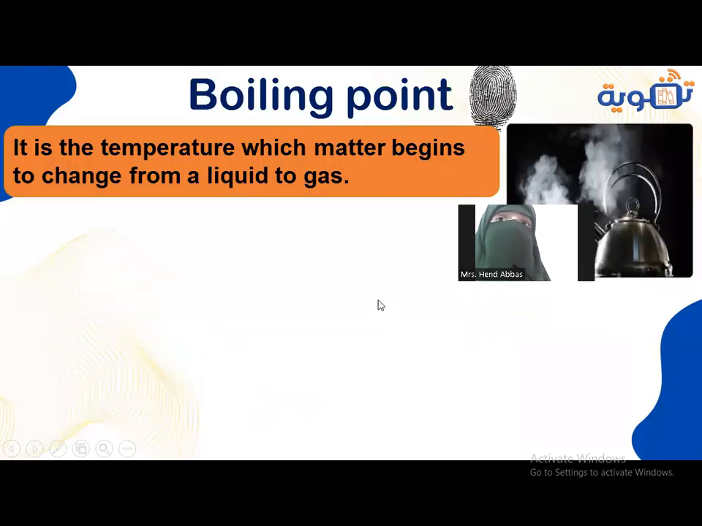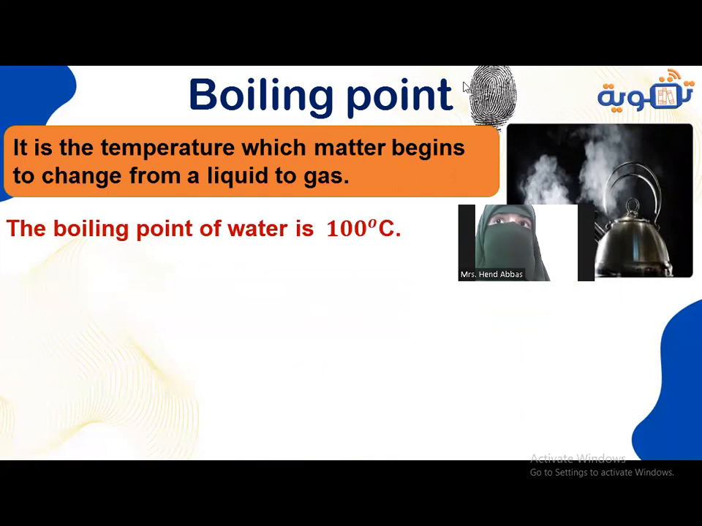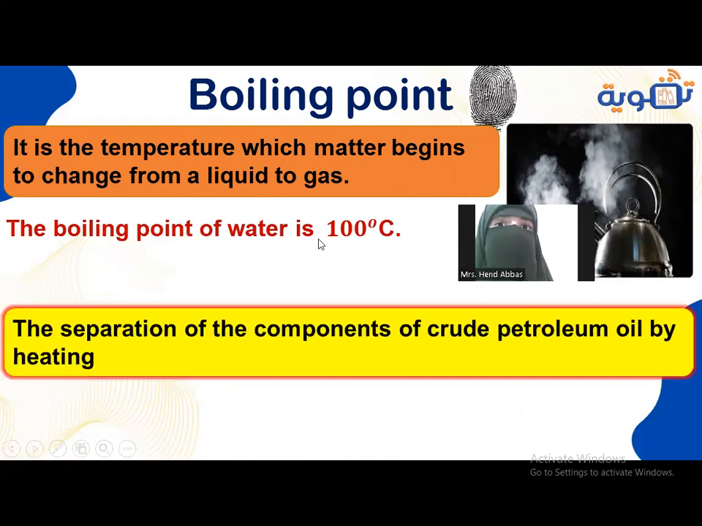Okay. Boiling point. This is a fingerprint also for the substance. What is boiling? Changing from liquid to gas. So what is the boiling point? It's the temperature at which the matter starts to change from the liquid state to the gaseous state. And here, as we said, it's a fingerprint for the substance. What's the boiling point of water? It's 100 degrees Celsius.